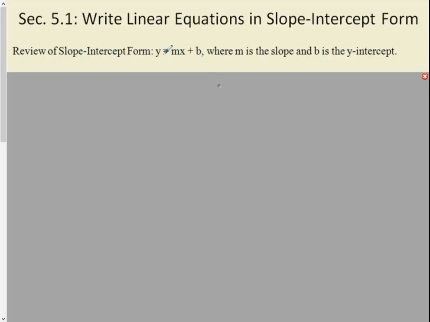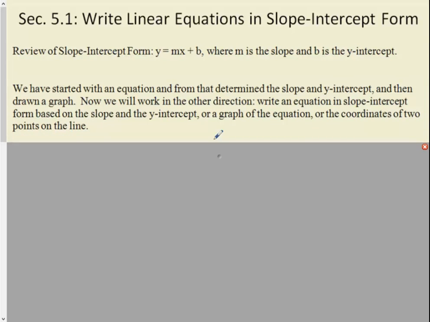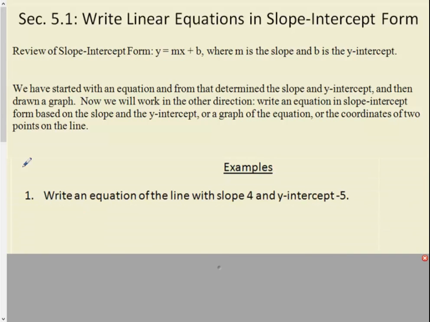So remember that slope-intercept form looks like this: y equals mx plus b, where m is the slope and b is the y-intercept. So we started with an equation, and then from that we found the slope and y-intercept, and then we could draw a graph based on that information. So as I just said, we're going to go the other direction. We're going to write an equation in slope-intercept form based on the slope and the y-intercept, or a graph of the equation where we have to determine the slope and the y-intercept, or from the coordinates of 2 points on a line. And in that case, again, we're going to have to determine the slope and the y-intercept. So we'll see some examples of that.